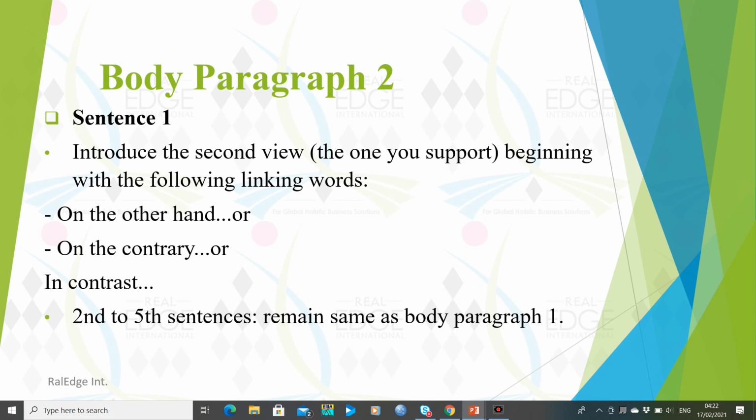Now, when it comes to the second up to the fifth sentence, the structure remains the same as what we have discussed in body paragraph 1. So sentence number 2 and 3, these are explanation sentences. You provide explanations. Sentence number 4, you state an example. And sentence number 5, you provide a brief summary of your paragraph.